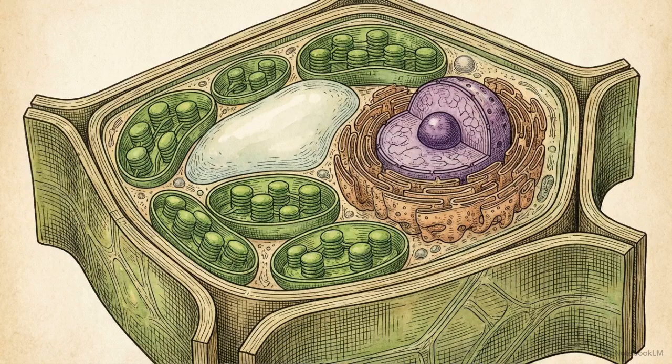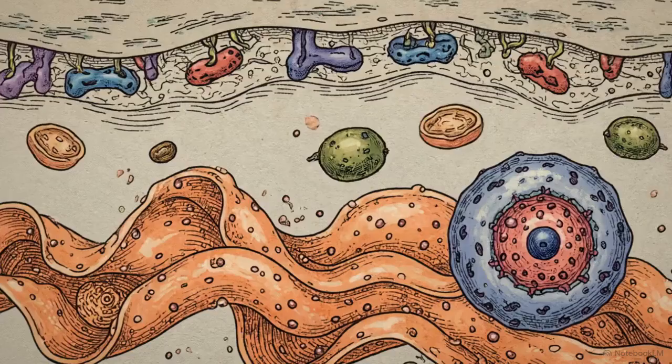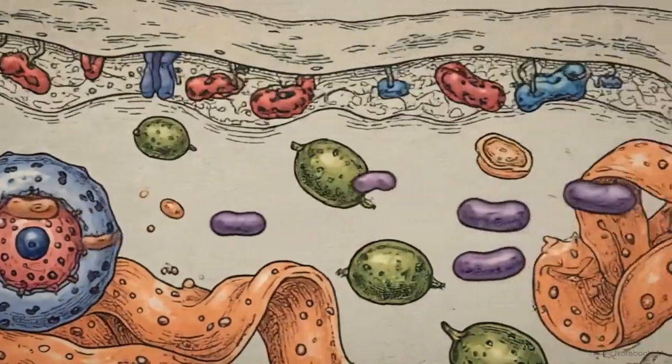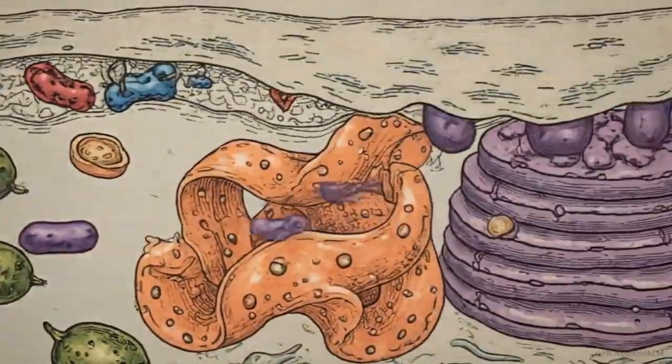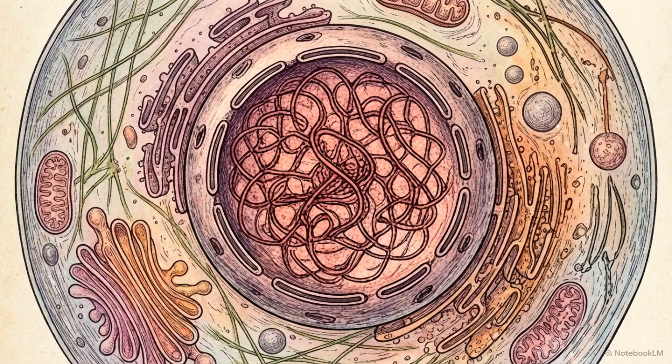Plant cells have a unique advantage here. They possess an extra, rigid outer layer called a cell wall, made mostly of tough cellulose. This allows them to swell up with water without bursting. By tightly controlling its imports and exports, the membrane maintains the stable internal conditions required to keep the rest of the cellular machinery running. Deep inside this protected environment is the nucleus.